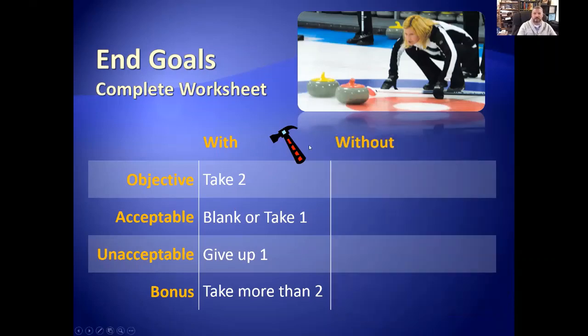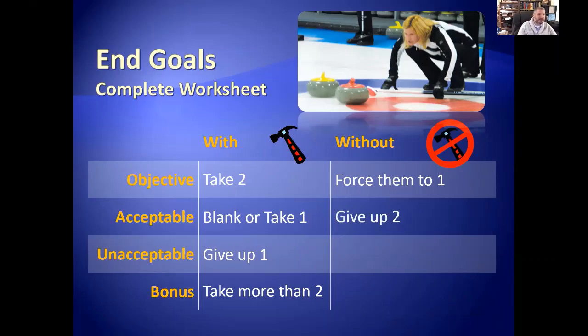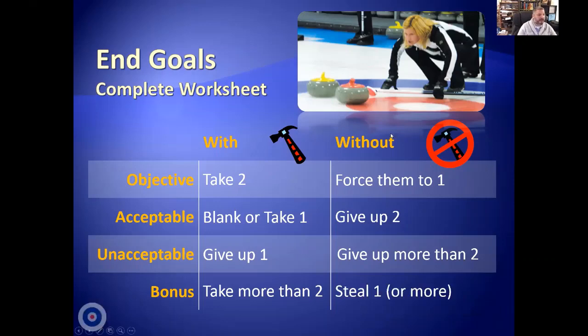Thank you. So, okay, without the hammer, we're going to go quickly again. Our objective, force the opponent to 1. What is acceptable is letting your opponent have 2. What is unacceptable is anything more than 2. And of course, the bonus is a steal. Any questions about that? We did go over it, but again, a great opportunity to ask if you have any questions. And again, like we said before, when you do not have the hammer, you don't get to decide if you can blank or not, so blank is not here.